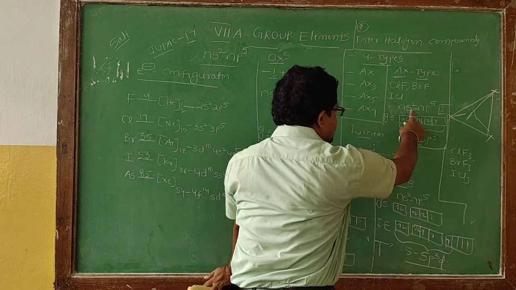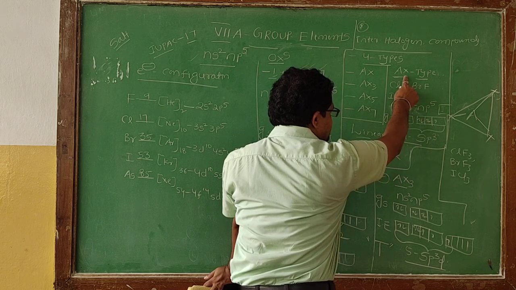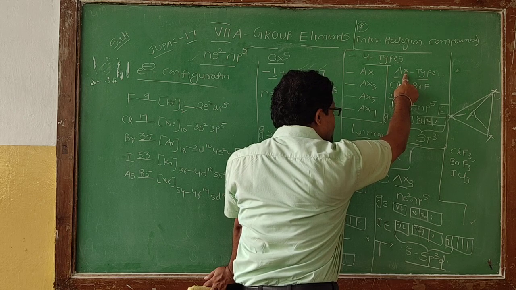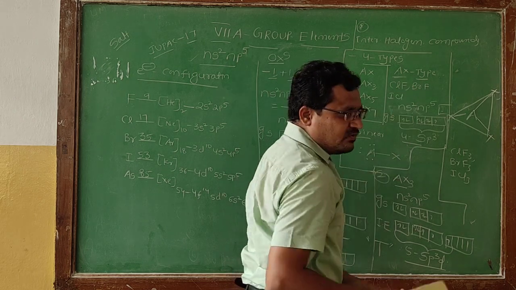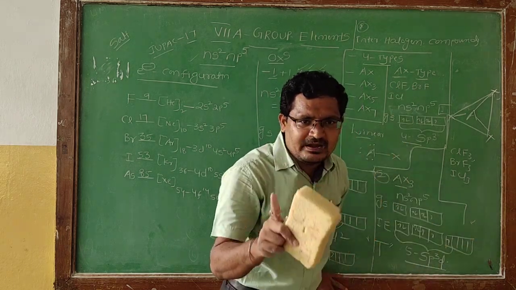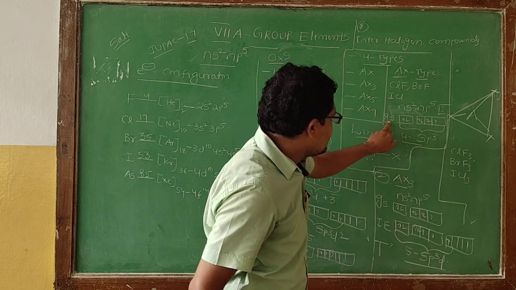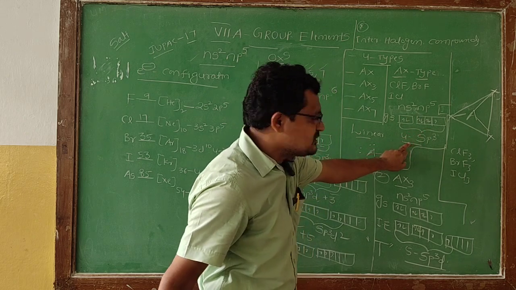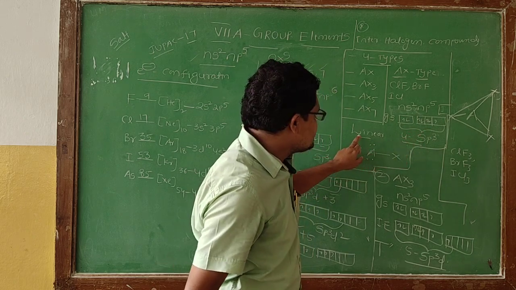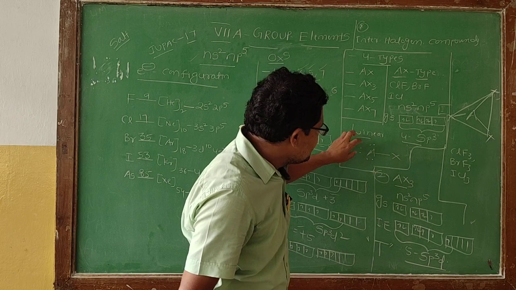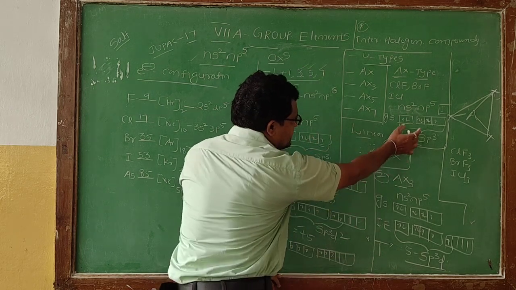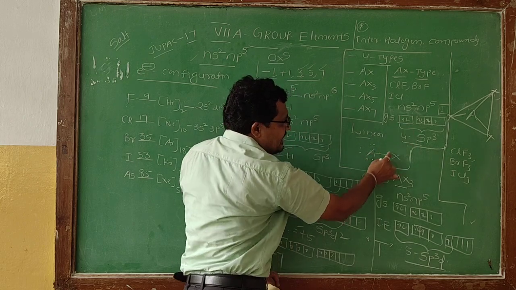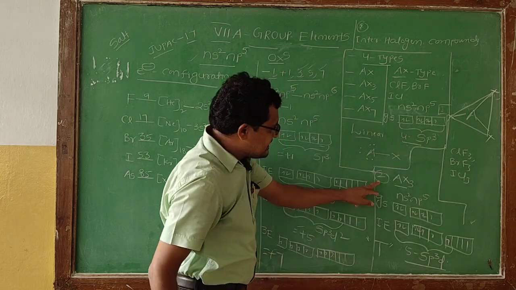Now its electronic configuration is ns2 np5. Here in AX, A is the central metal, X is the unpaired electron. How many halogens are there? 1. That's why only one unpaired electron will be taken. In the ground state it contains only one unpaired electron. That's why it undergoes sp3 hybridization. The shape of the molecule is linear. Linear means it contains 3 lone pairs: 1, 2, 3. 3 lone pairs and 1 bond pair.